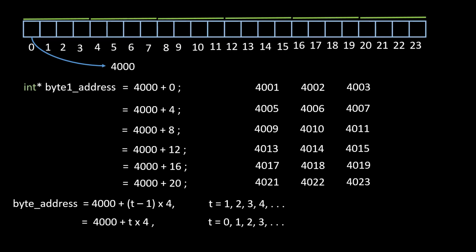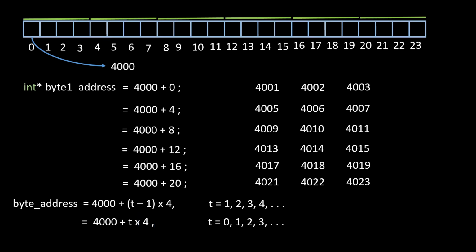Now pay attention to our expression. Here, 4000, which is our address of the first byte of the entire array, is called the base address of our array. Now pay attention to 4, which is the size of integer. More generally, it is the size of the elements present in our array. It can be the size of float, or size of double, or size of character, right?